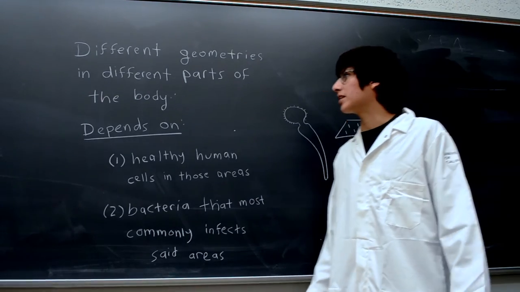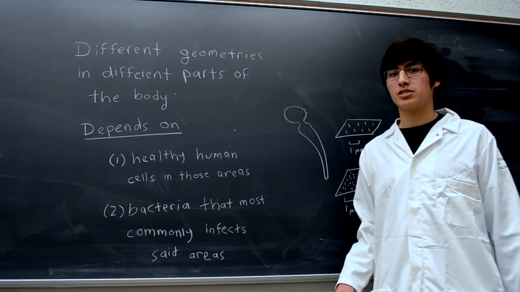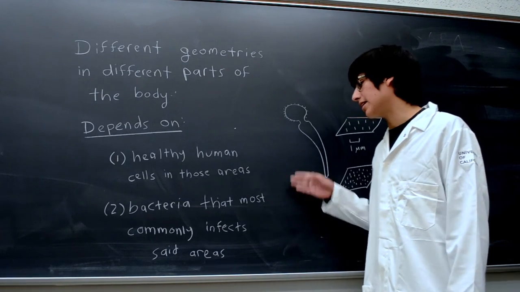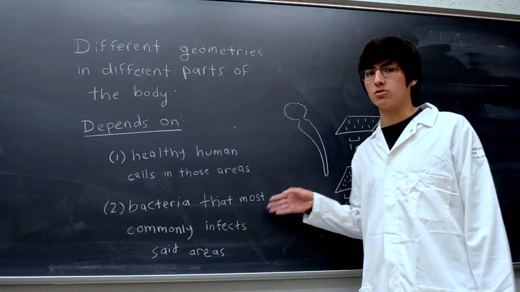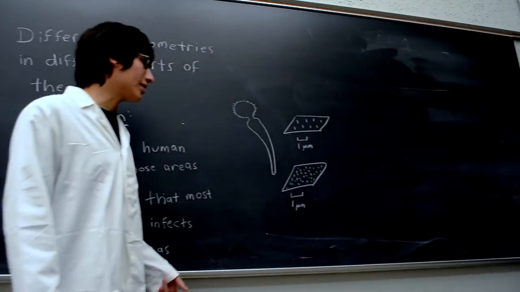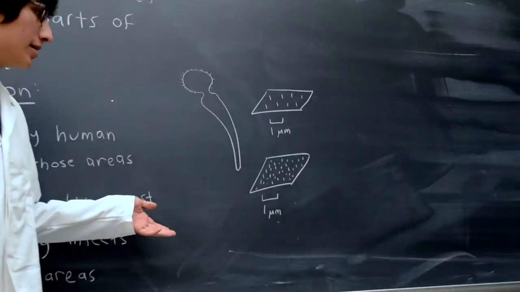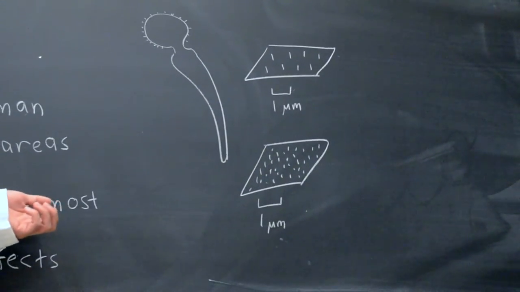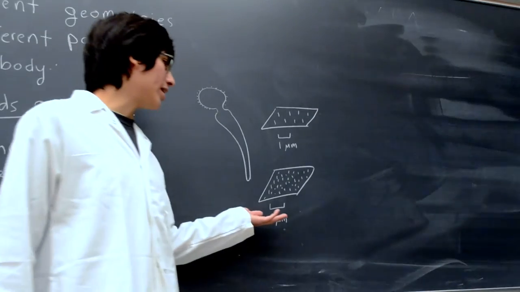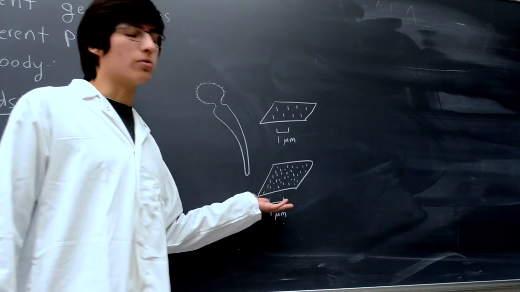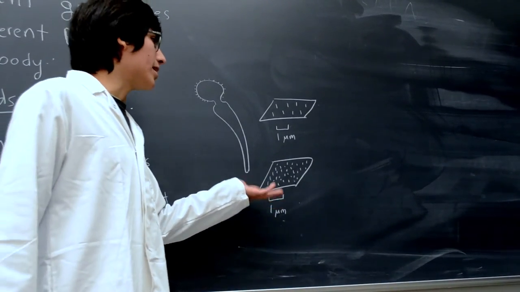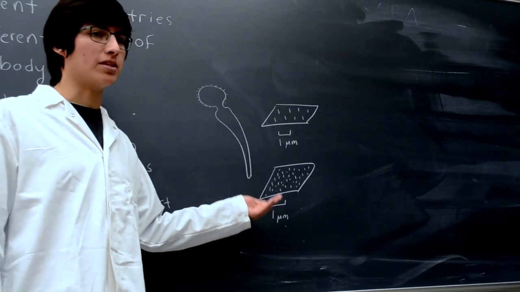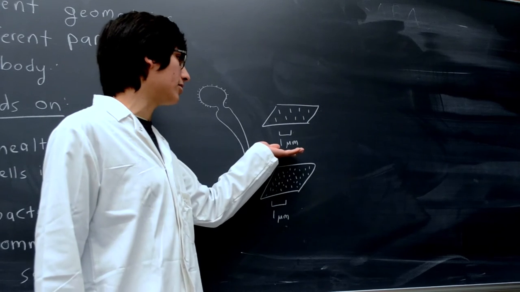So based on this, we can implement different geometries on different parts of the body depending on the healthy human cells that live in those parts of the body and the bacteria that most commonly infect those parts of the body. One thing that we can tweak around is the nail density on the surface. In parts of the body where the healthy human cells are much smaller, we would want a higher nail density so that we don't rupture any human cells. But in areas where there are cells that have a much larger area, like epithelial cells, we can afford to space the nails out a little more.